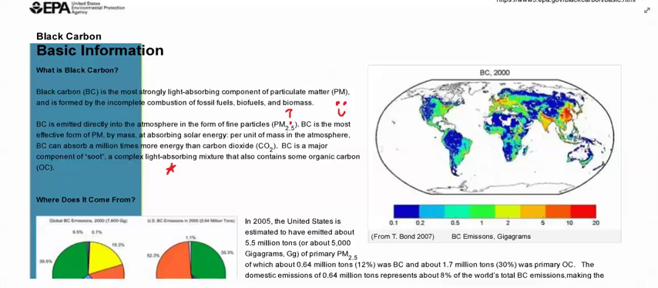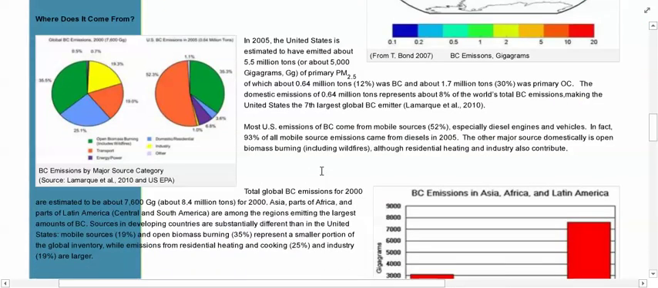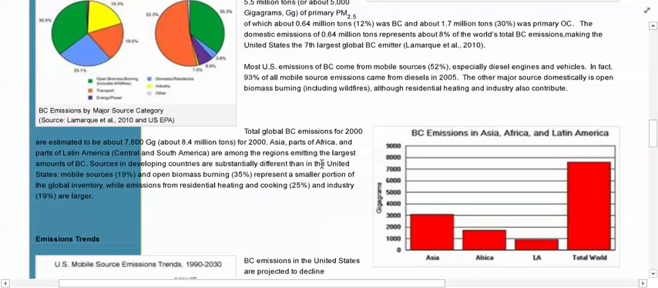Ultimately though, as I go back and show you on your paper, your main goal is, in number 3, to find the paragraph that you think is the most important from this reading, and then find the most important sentence. So I'm going to go back to my reading. I'm just going to arbitrarily pick a spot. I'm not going to actually read this all out to you, but let's say that I find this paragraph, and for whatever reason I think that this is the most important paragraph. So I'm going to put a big box around it.